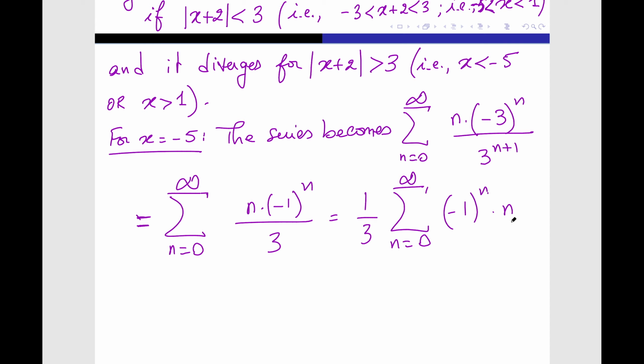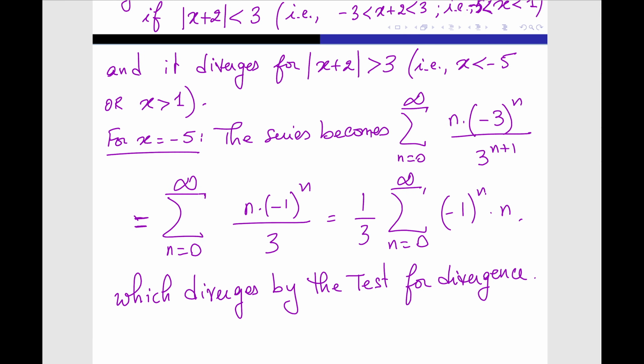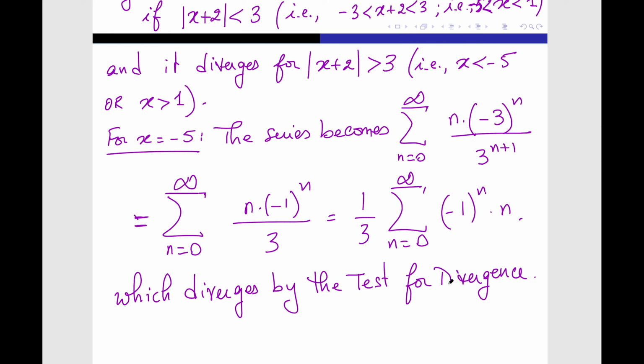Well, this is going to diverge by the test for divergence, because this term doesn't go to 0 as n goes to infinity, correct? Let me use a capital letter here. One more time, why does this diverge by the test for divergence? Because this term doesn't go to 0, since the limit as n goes to infinity of -1 to the power n times n is not 0.